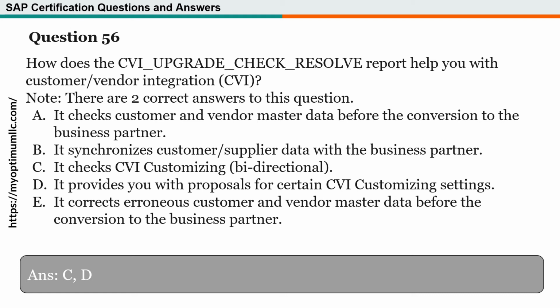Question 56. How does the CVI_upgrade_check_resolve report help you with customer/vendor integration, CVI? Note, there are two correct answers to this question. A. It checks customer and vendor master data before the conversion to the business partner. B. It synchronizes customer/supplier data with the business partner. C. It checks CVI customizing, bidirectional. D. It provides you with proposals for certain CVI customizing settings. E. It corrects erroneous customer and vendor master data before the conversion to the business partner.